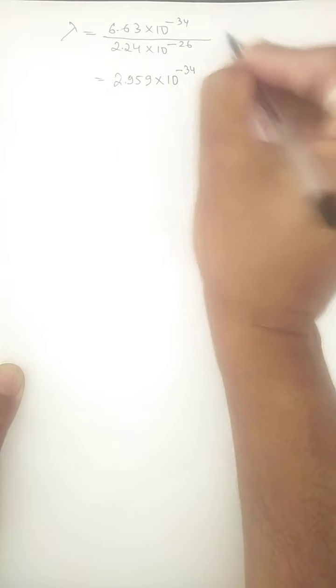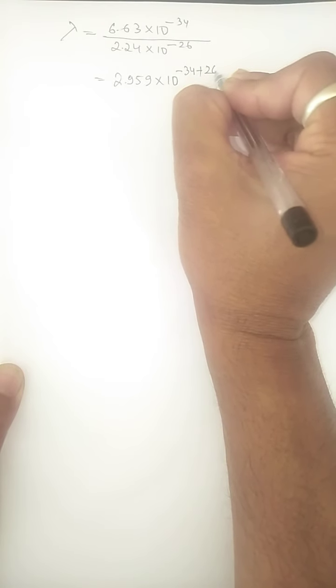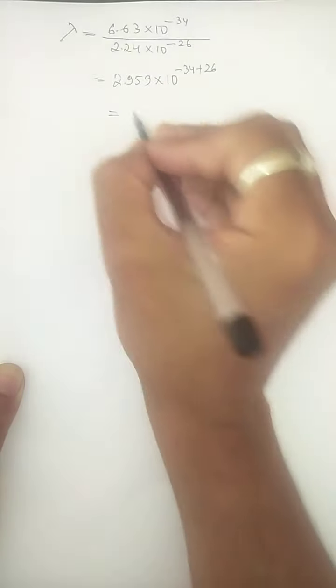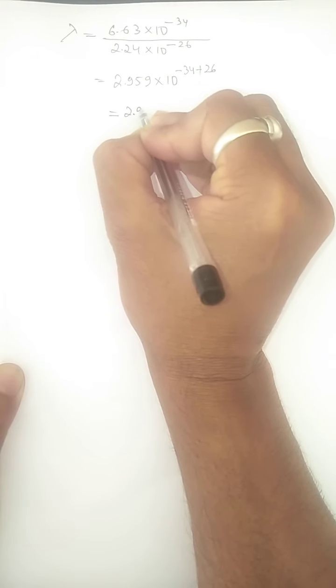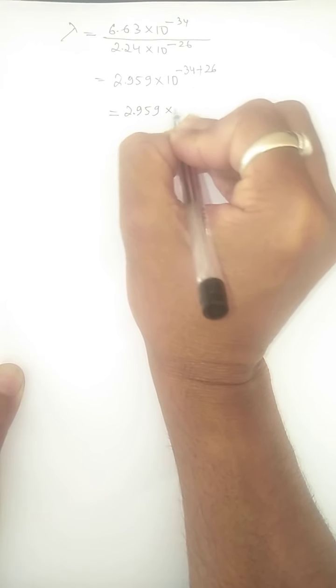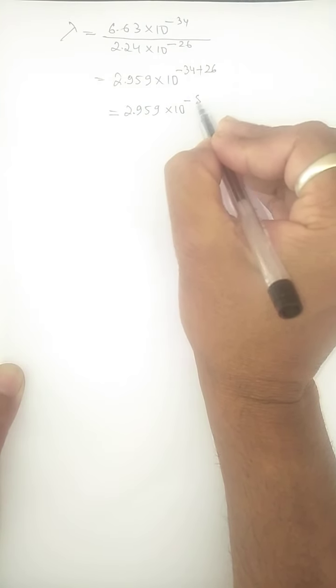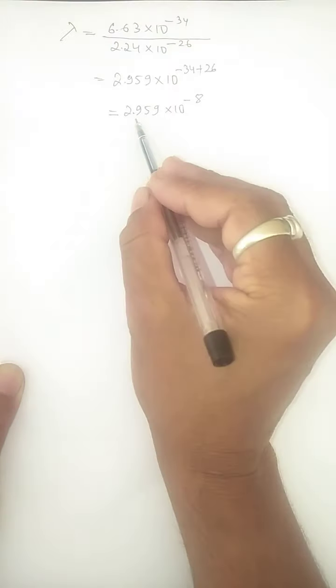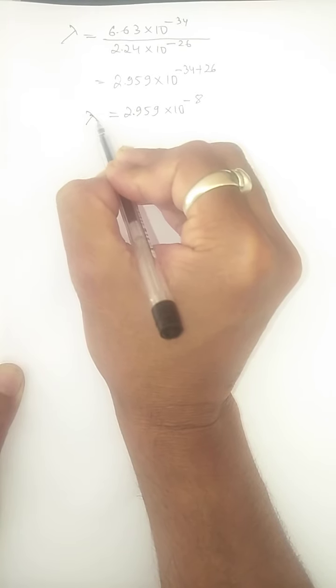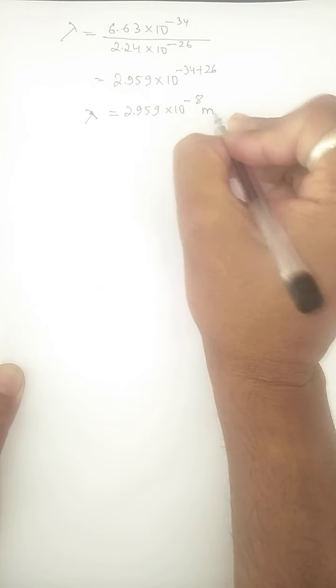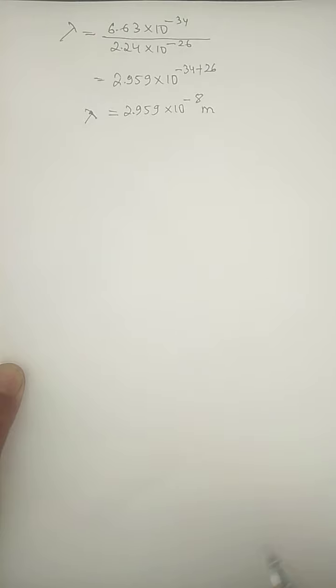the numerator, minus 26 if I take in the numerator, plus 26. Okay, so it will be how much now? 2.959 into 10 to the power minus 34 minus 26 means minus 8. So this wavelength that we are measuring is in the power of minus 8, and the unit we usually express is in meter. But as I said already, children, we can write the wavelength in Angstrom also.